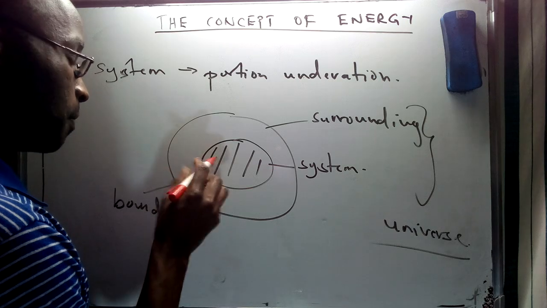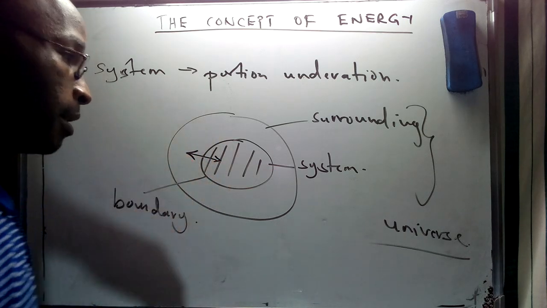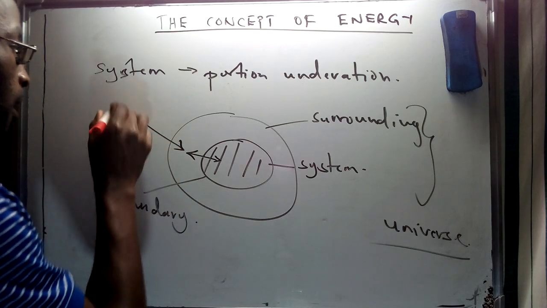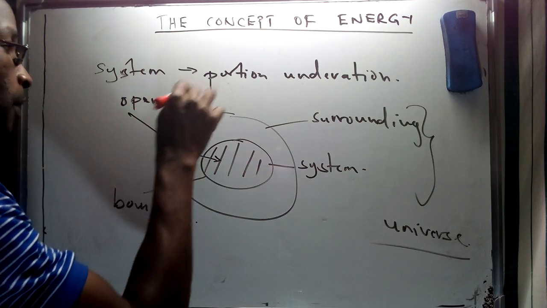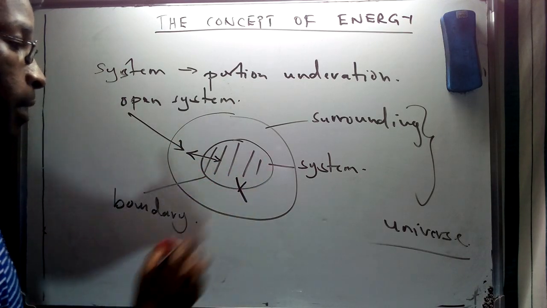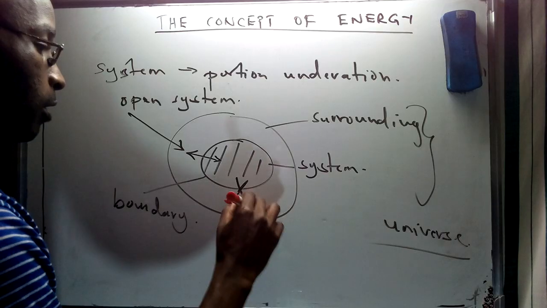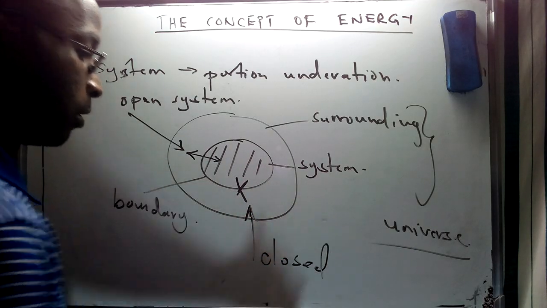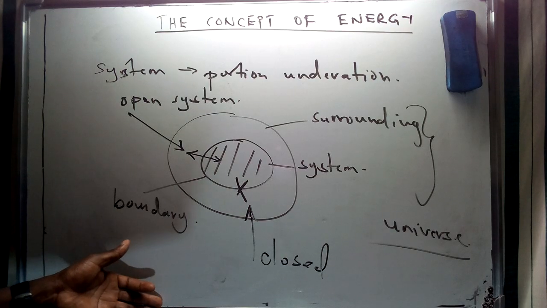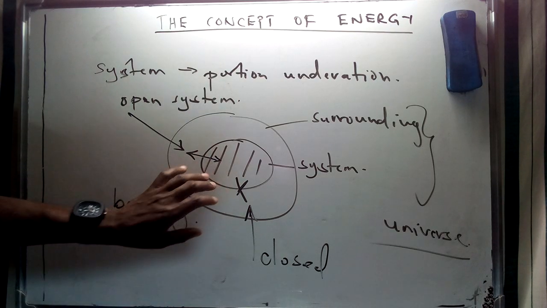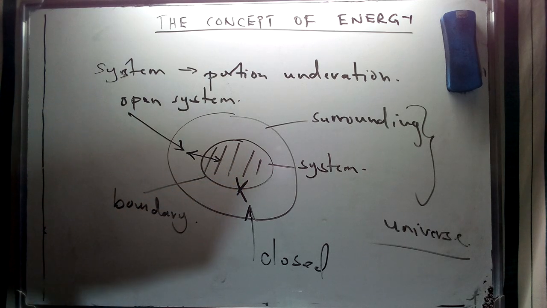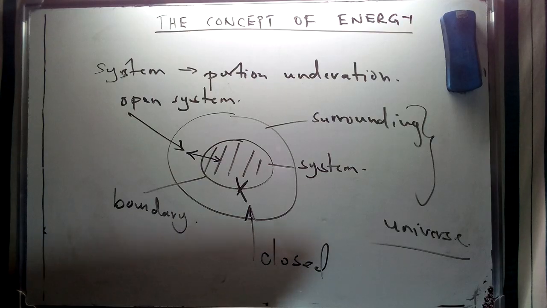So if this specific boundary is going to allow the transfer of energy between the system and the surrounding, we're going to refer to this one as an open system. And if this boundary is not going to allow the transfer of energy between the system and the surrounding, this is going to be referred to as a closed system. And therefore, when matter can be transferred between the system and the surrounding, we call that one an open system or a closed one, as I've mentioned.